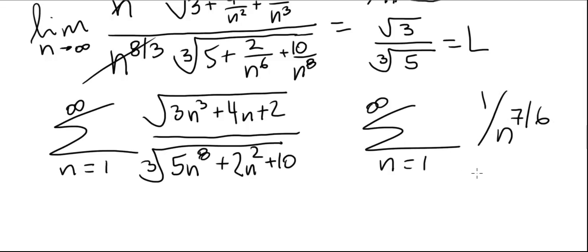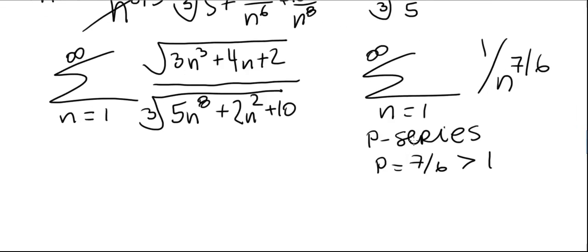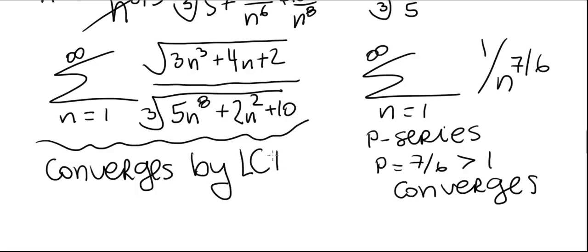Now we recognize the second series. It is a p series. p is equal to 7 over 6, which is greater than 1, and that means that the second series converges. This series is known to us. It converges, and now we can conclude that this series, the more complicated series, also converges, and we can state why by the limit comparison test.